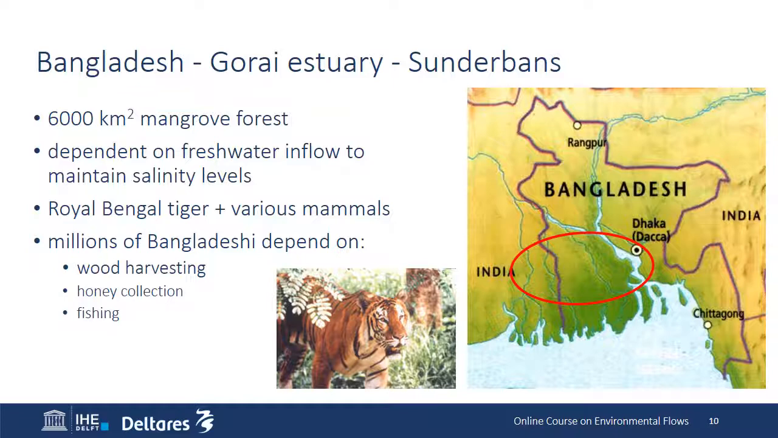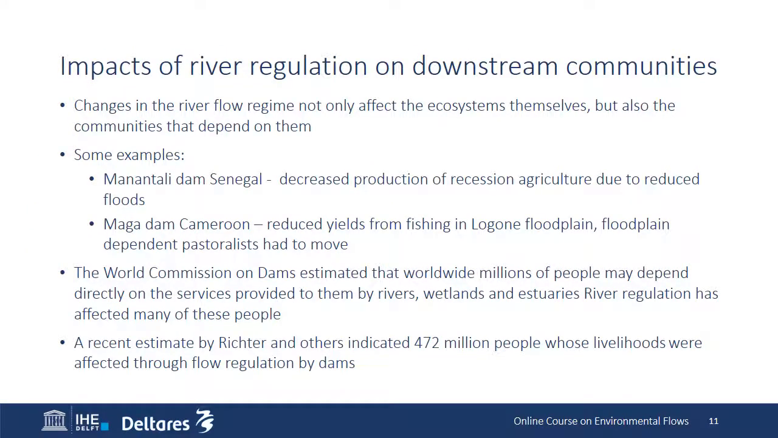Well, actually the whole global population depends in the end on services provided by ecosystems. So these changes in ecosystem services through river regulation actually concern all, but in this unit we focus on the communities that depend directly on these ecosystems for their livelihood and well-being. And actually those impacts have not been documented much.